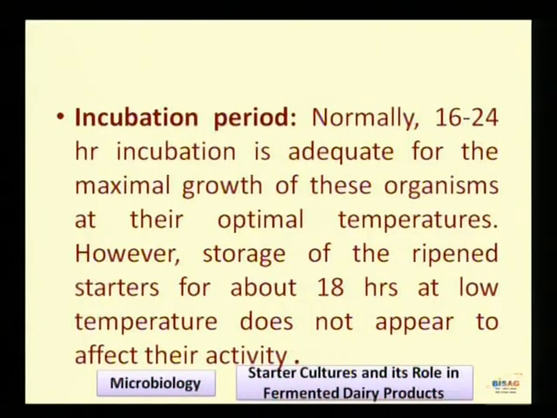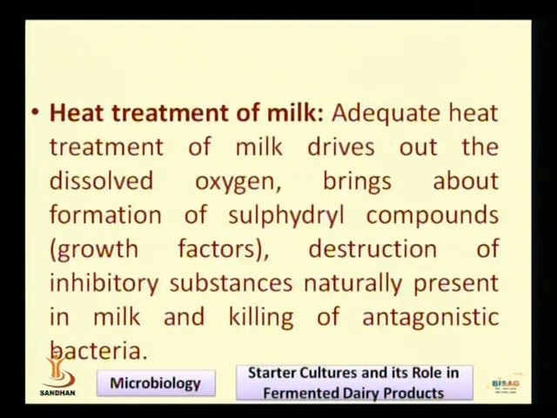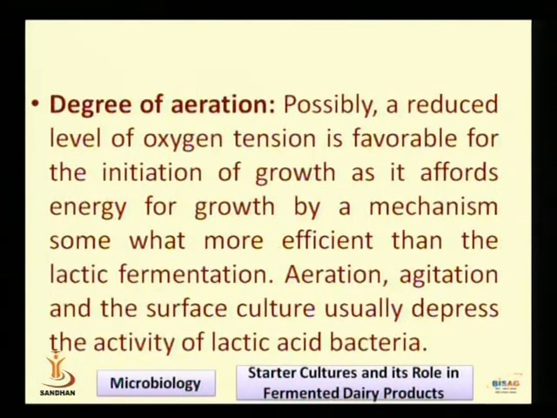You can store the ripened starters for about 18 hours at a low temperature, which does not appear to affect their activity. Heat treatment of milk. Proper sterilization and heat treatment is desirable for good quality starter cultures. Adequate heat treatment of milk drives out the dissolved oxygen and brings about the formation of sulphydryl compounds that are growth factors. The destruction of inhibitory substances naturally present in the milk, and the killing of antagonistic bacteria, is also advantageous.